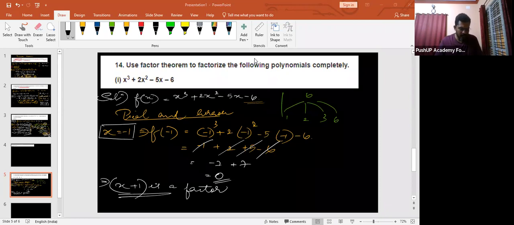Almost everyone has solved it. I'm very happy. Now, once you get the factor, the same old traditional method, children. Take the polynomial, start dividing it with x plus 1. That's all. Okay, Sean, you got the answer, right? Yes, sir. I got the second part. Okay, very good. Second part.